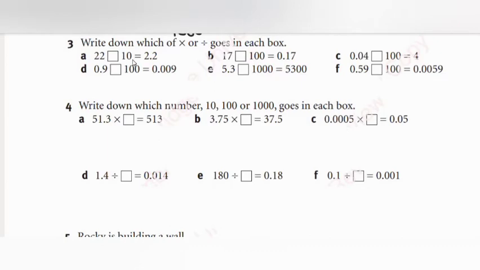So 22 and 10 is here. Question A, the value is 2.2. We can see that the value has been reduced, so definitely it's going to be division here. So 22 divided by 10 gives us 2.2, because we are dividing by 10, we have 1 0, so the decimal point moves one digit from right to left. So our answer is correct. Next for B, 17 divided by 100, definitely the value decreases, so we put division here.